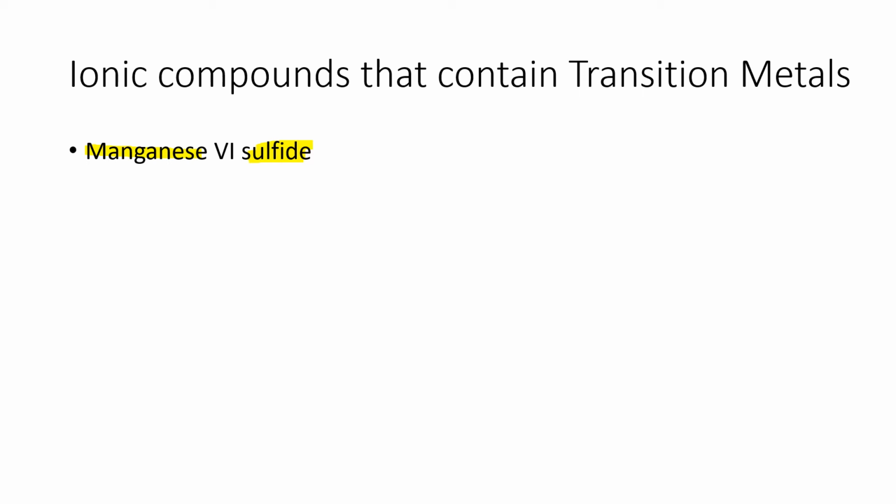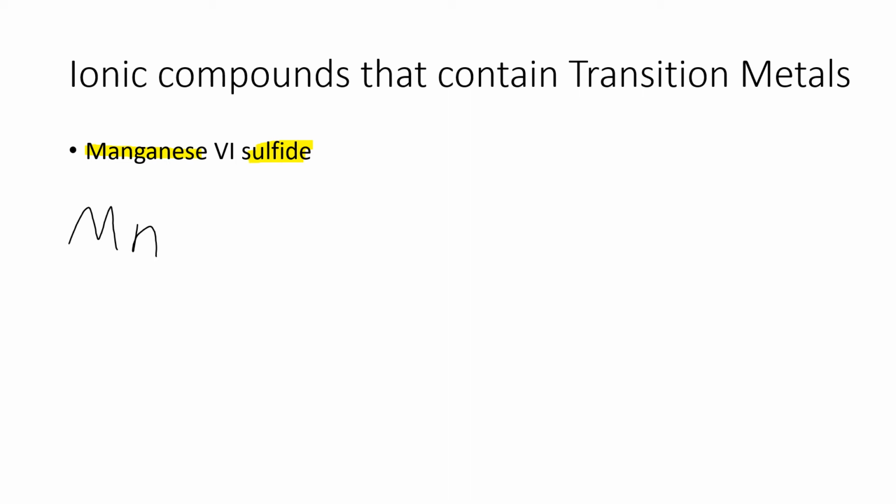Start with the manganese ion. Manganese is Mn. When you look at manganese on the periodic table, you don't know what charge it's going to have based upon its position on the periodic table. We have to figure out that charge. This time, it's telling us what that charge is.